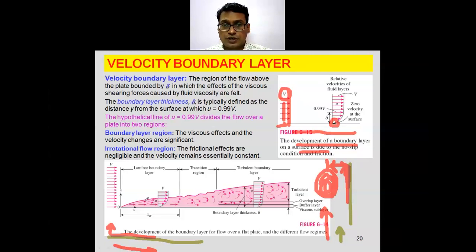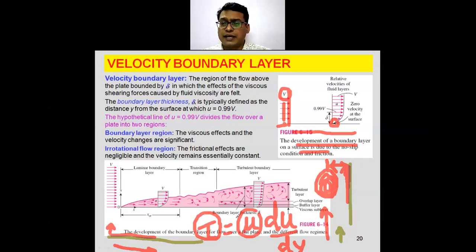Shear stress tau is equal to mu into du upon dy. So these are your shear stresses. They are proportional to your viscosity, and a minus sign is there, and proportional to the gradient of velocity in the y direction.